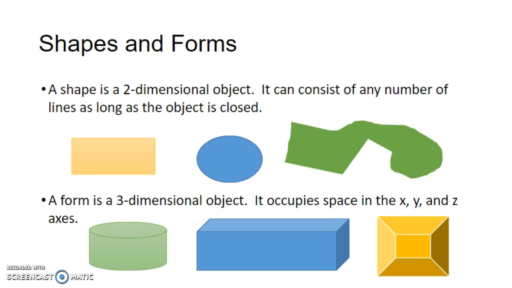A shape is a two-dimensional object, and it can consist of any number of lines as long as the object is closed. A form is a three-dimensional object, and it occupies space in the x, y, and z axis. To compare the two, a piece of paper could be considered a form. However, in our case, we'll consider it a shape because you will not be able to measure the thickness. A cell phone, however, would be considered a form because you would be able to measure the thickness using a simple ruler.